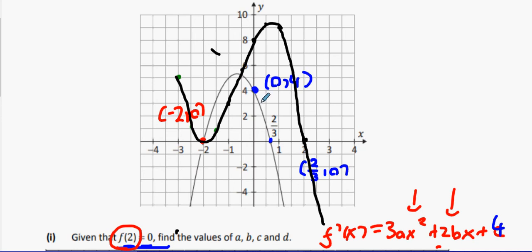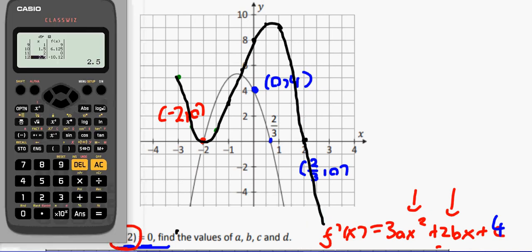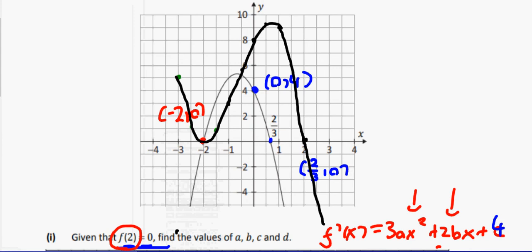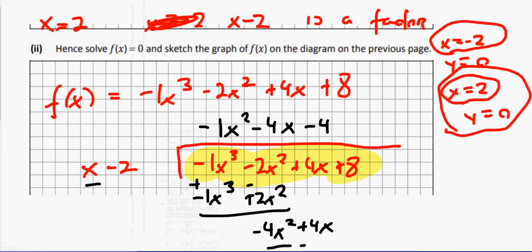Whoa, whoa, whoa. Nope. Oh, sorry. Yes, that's the repeated root. That's the one where it hits the axis and bounces back up again, and that's the one where it goes straight through. Exactly. Thank God for the table function. Alright guys, I think that's us done there, so that's questions 5 and 6.